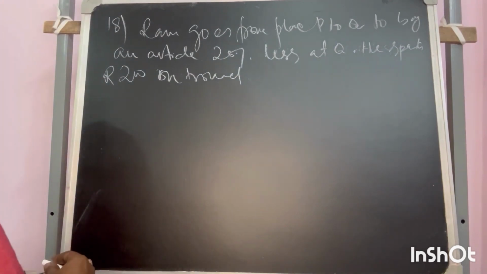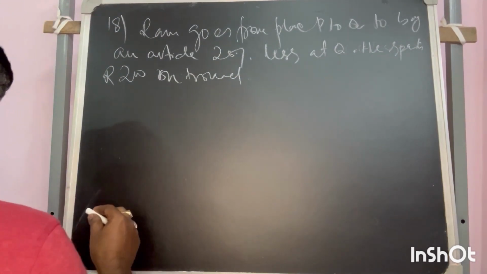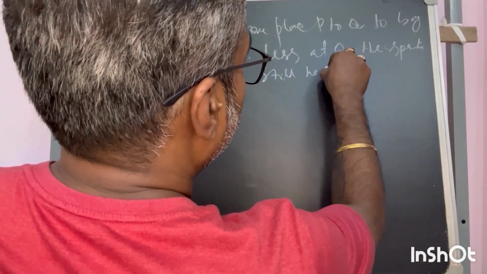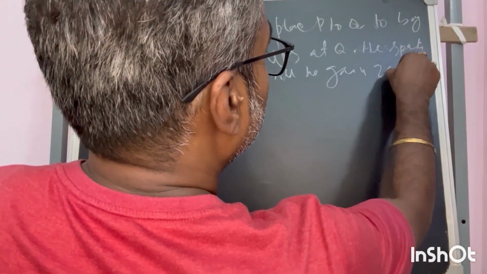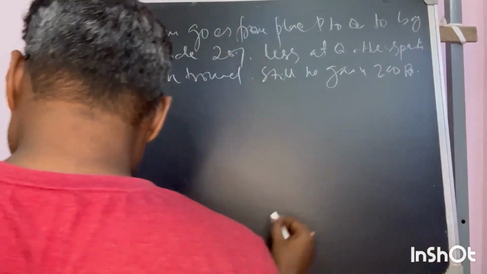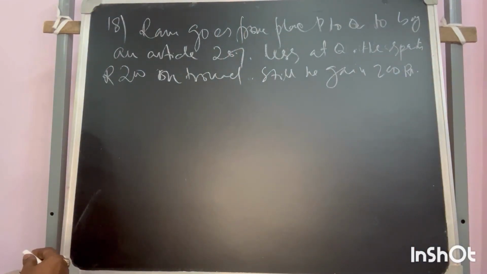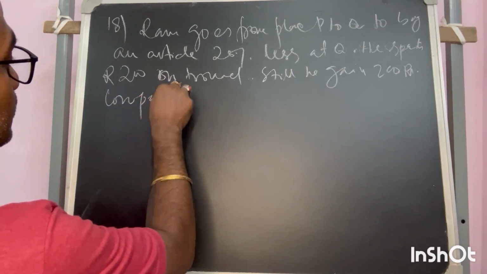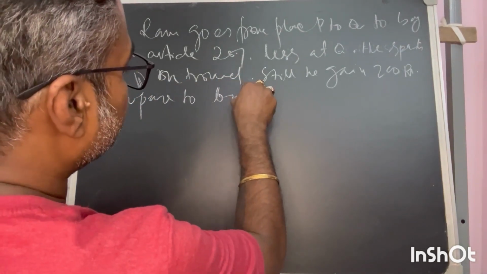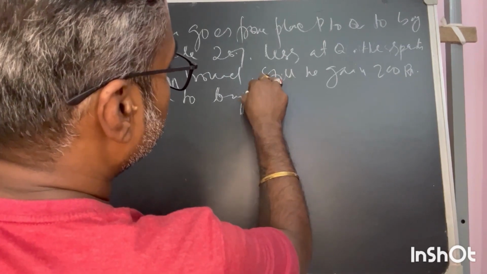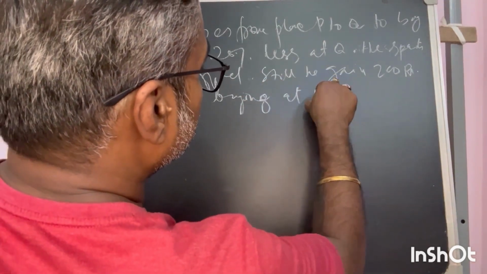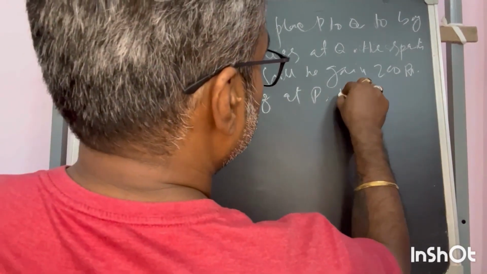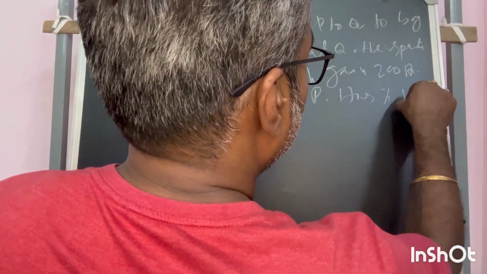Okay, but still he gains 200. Still he gains 200 rupees. Okay, so this is again compared to buying at P. Compared to buying at P. Okay, his profit percentage is percentage profit.